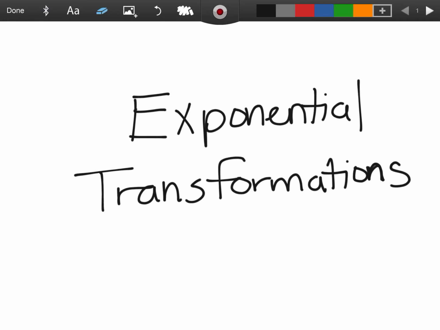So today is exponential transformations. The good news about today's lesson is that it is very similar to transformations in the quadratic unit. All right, we're still going to have A, H, and K, and they're going to mean pretty much the same things that they meant in the quadratic unit.